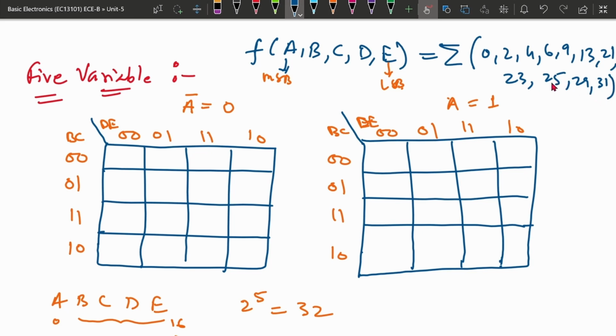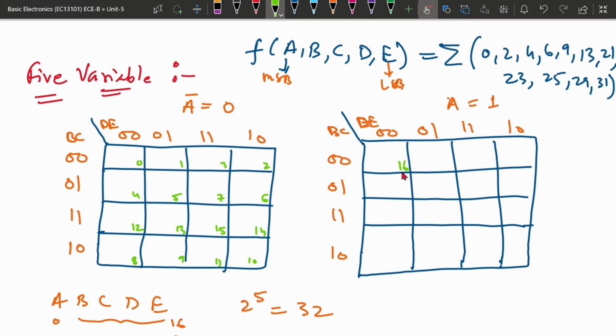Suppose these are the different min terms in this case. So different min terms will be defined like, here it will be 0, this will be 1, 2, 3, 4, 5, 6, 7, 8, 9, 10, 11. This will be 12, 13, 14 and 15, and then after 15, 16 will be here.